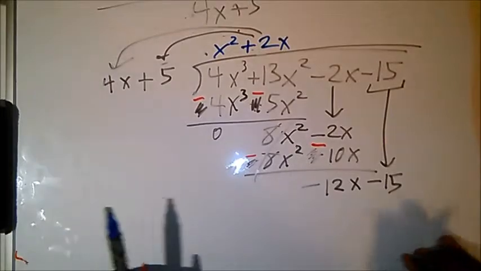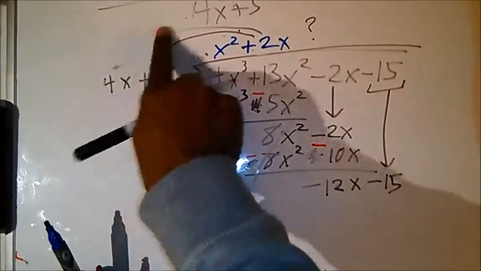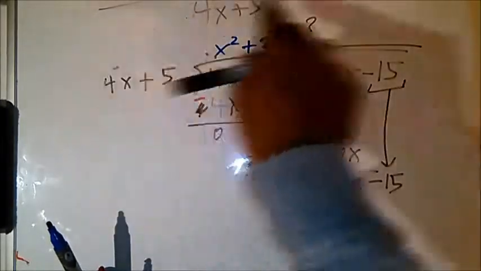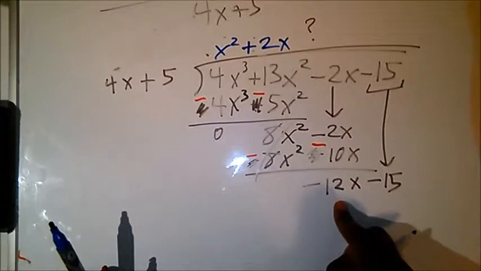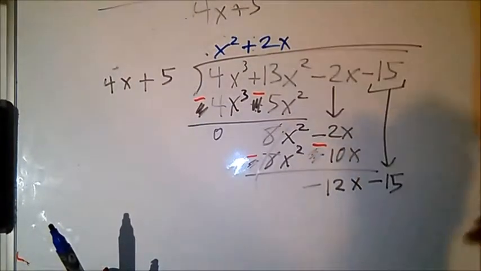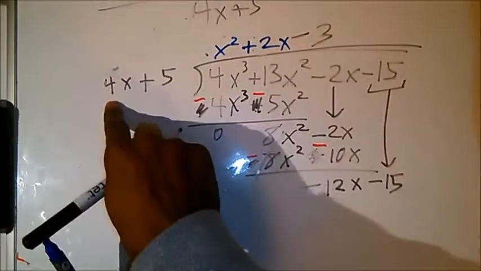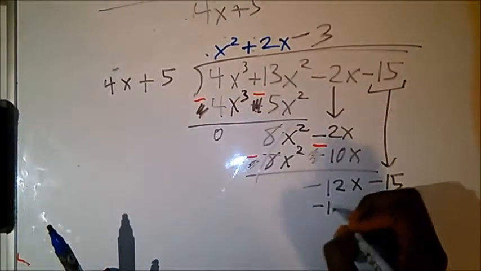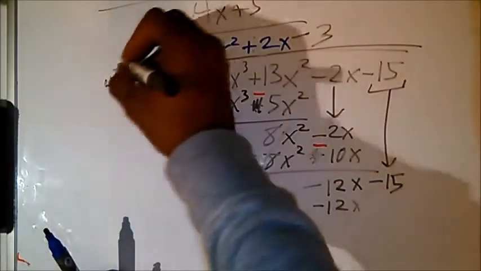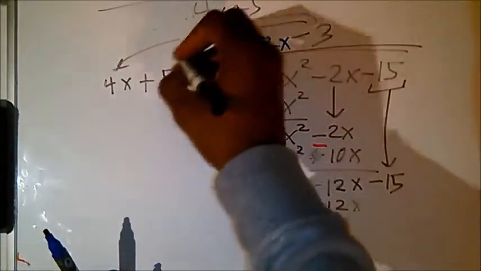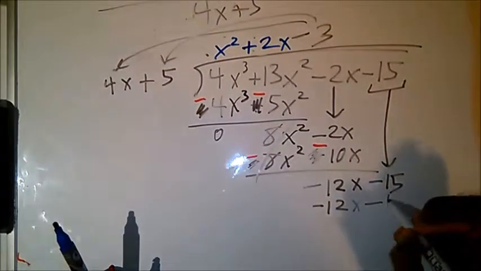And we ask ourselves the question again. What times 4x equals negative 12x? Let's say negative 3. Negative 3 times 4x is equal to negative 12x. So we put it in the first term. We do it again to the second term. Negative 3 times 5 is going to be negative 15.